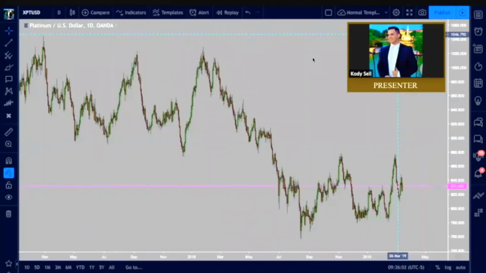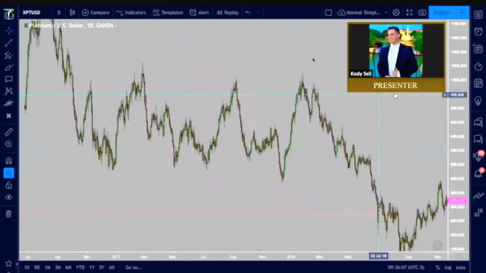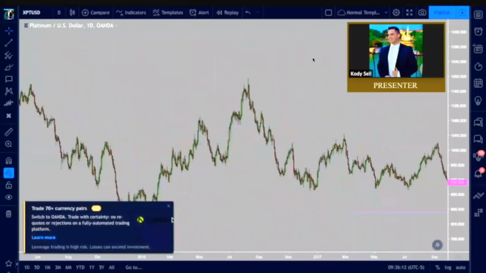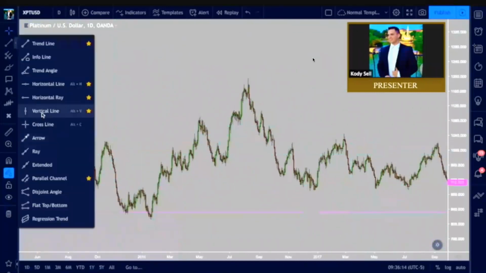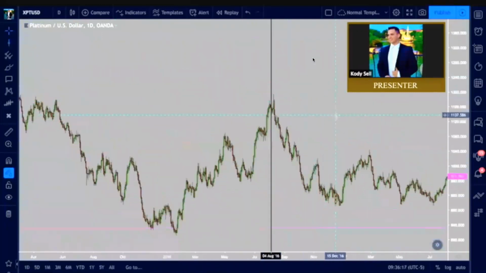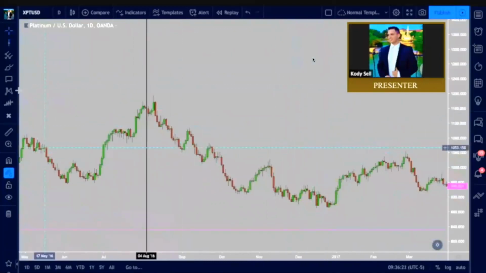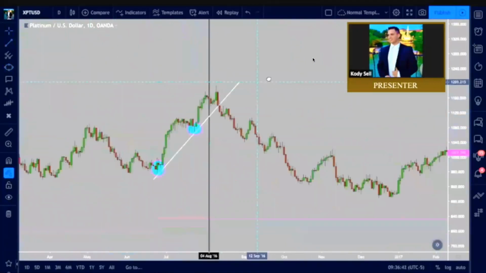So I've got platinum pulled up here, platinum against the US dollar on the daily time frame. We're going to be just going through it. Let's just start over here right in this area. So we're going to draw a vertical line right here and just start from right there. Okay, so the first thing I'm noticing for trend lines, we've got this right here and this right here, and we're going to connect those with our trend line. All right, so we're just going to throw our trend line just like this.